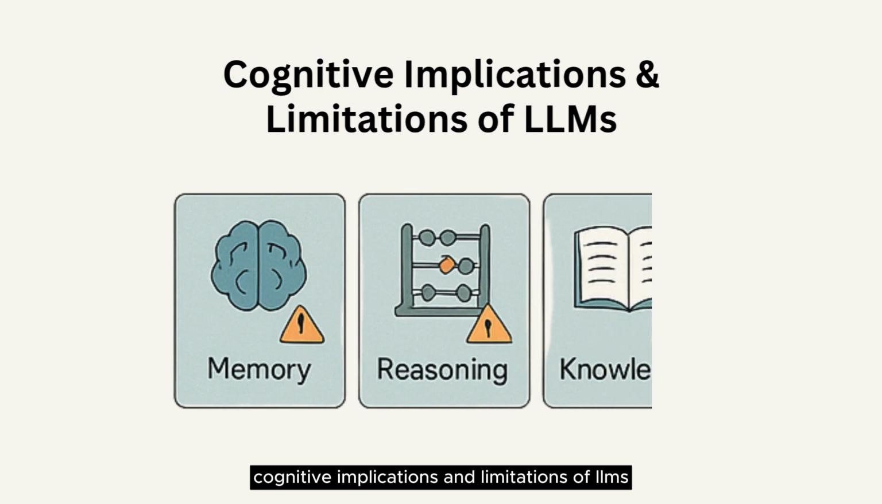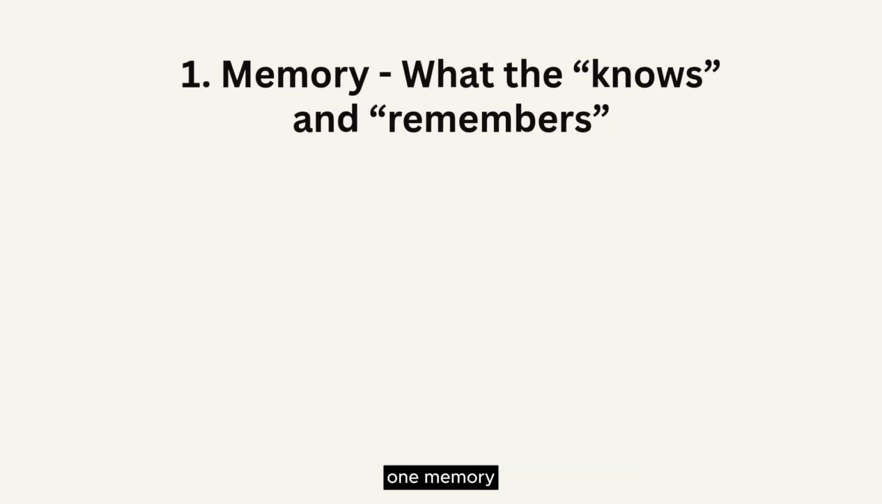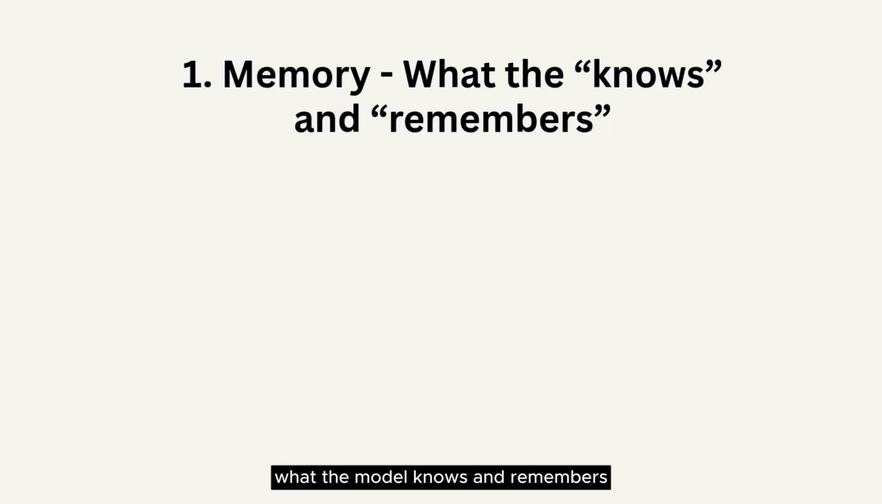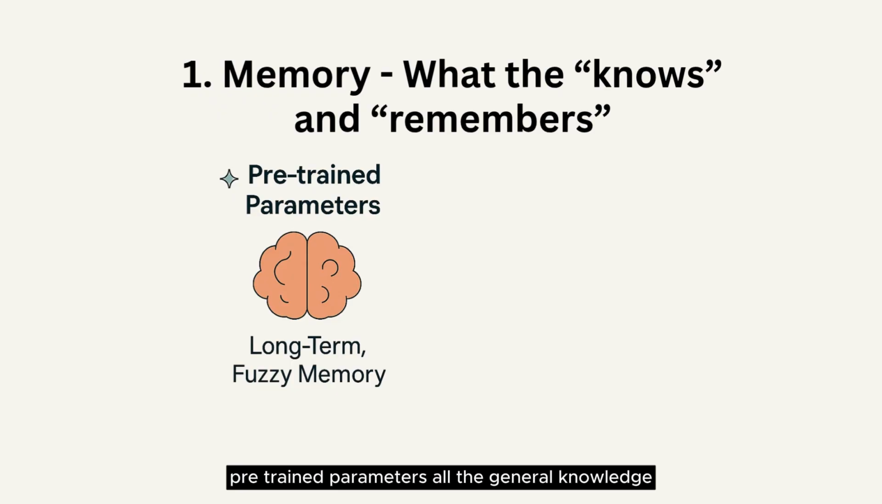Cognitive implications and limitations of LLMs. 1. Memory. What the model knows and remembers. LLMs don't remember the way humans do. They operate with two distinct memory systems. Pre-trained parameters. All the general knowledge the model learns during training gets stored in its parameters. Think of this like fuzzy long-term memory. It remembers patterns, styles, and facts in an abstract way, but not specific documents or details.